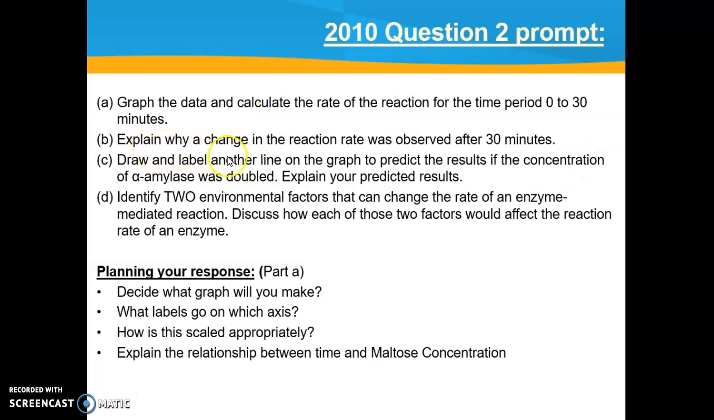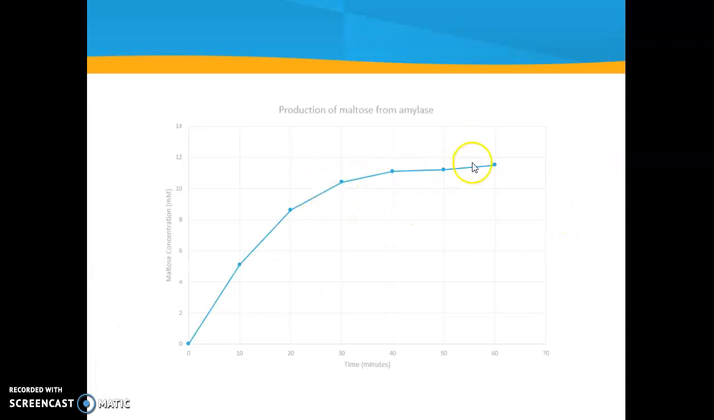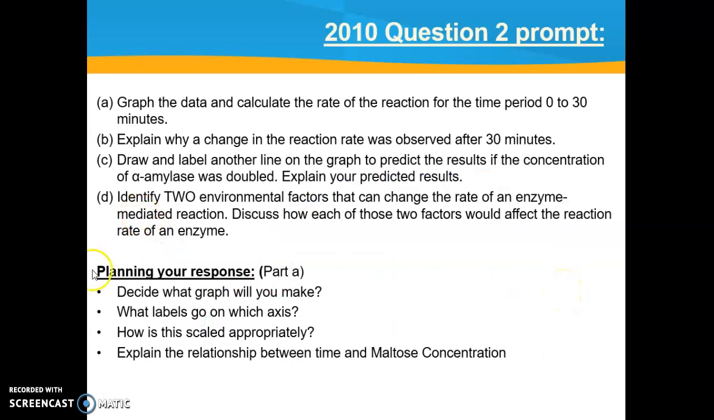Now part B, explain why a change in the reaction rate was observed after 30 minutes. Well, if you planned your response back here, you already know what was going on after 30 minutes. What happened? It ran out of substrate, right? So we kind of answered part B already.